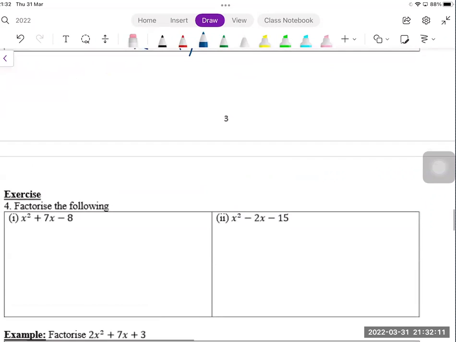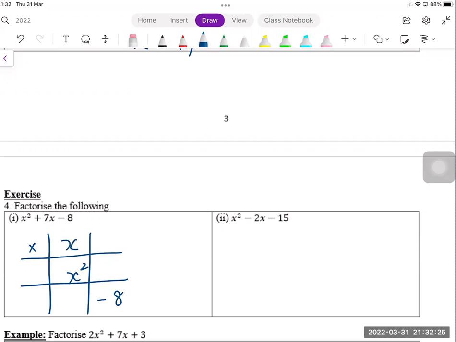So let's try one question together. X squared plus 7x minus 8. Same thing, I'll write this down over here. X squared, there isn't much combination, I just do x and x. How do I get plus 7x? It can be 1 times negative 8, 2 times negative 4. That's all the combinations.